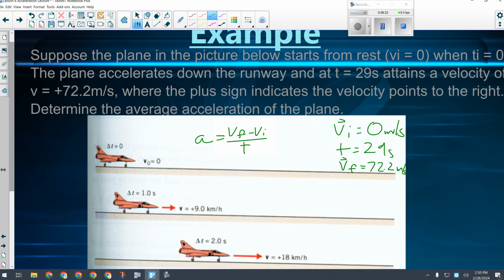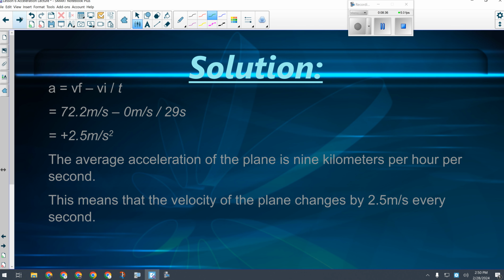Okay? So now that I know that, all I have to do is plug in my numbers. VF was 72.2 minus 0 divided by 29 seconds. Okay, and if I do that, I should get 2.5 meters per second squared. And it would be positive because the plane was moving forwards in the diagram. Okay, everybody all right with that?